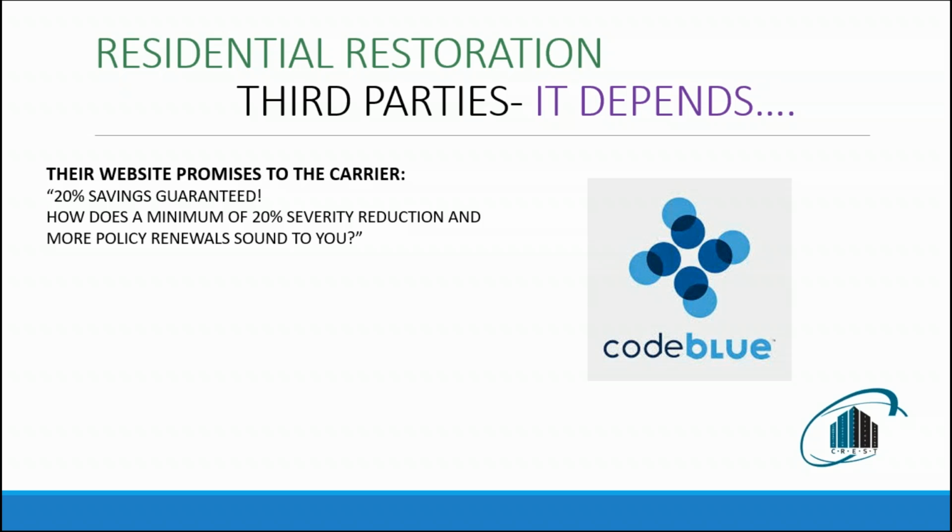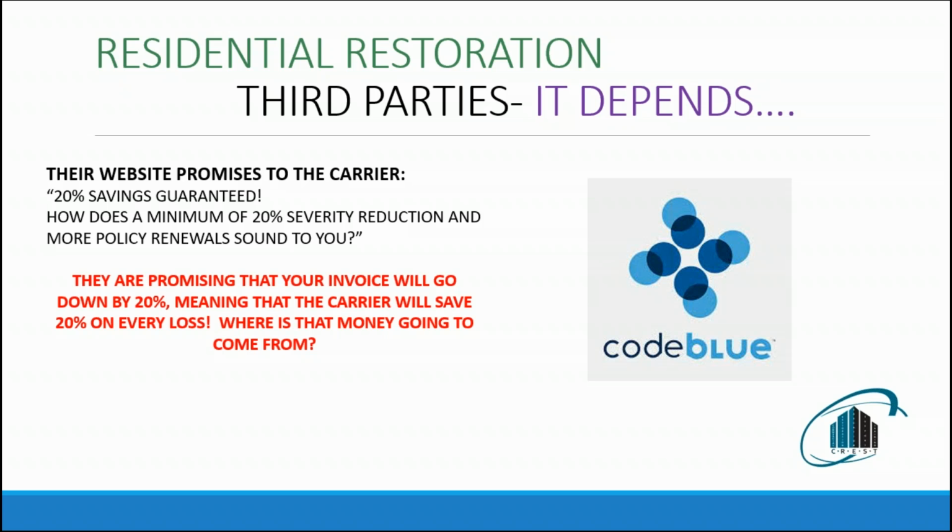So remember, the renewal part of the policy is where companies make all their money. So when we see Code Blue trying to pitch the idea of more policy renewals, that's a trigger for us to know that they're promising their insurance clients more money in their pockets. And they're saying 20% savings guarantee. So they're promising that your invoice is going to go down 20%. That's where they're going to get the savings from.